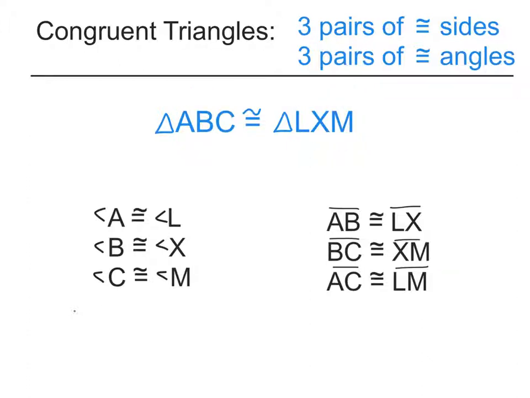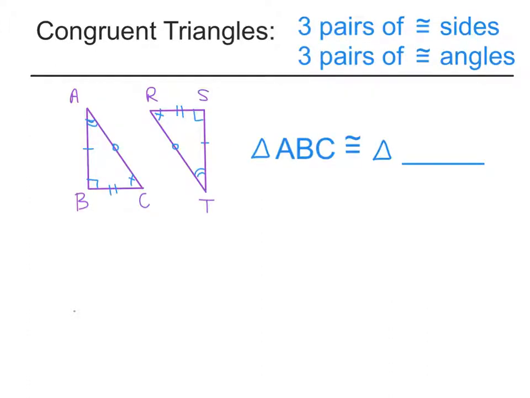So see, even without a diagram, this congruent statement here is powerful enough to give me my 6 pairs of congruent parts, if you will, my 3 pairs of congruent sides, my 3 pairs of congruent angles for my 2 congruent triangles. So the order here, super important. Remember that. Okay, so let's flip everything around now.